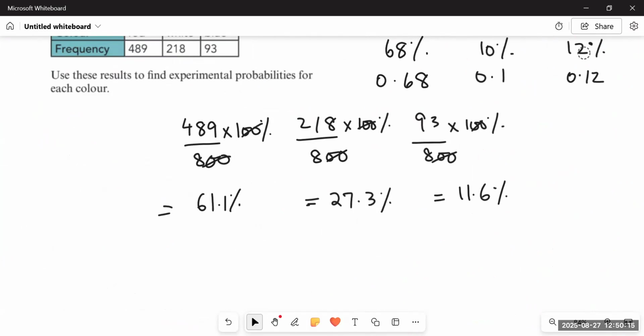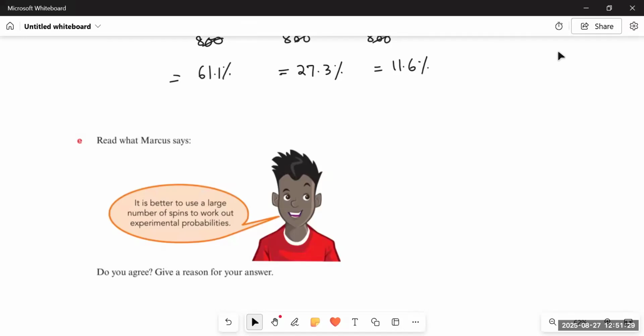Now in part E, what do we have to do? Let's find out. So here we are provided with the statement of Marcus, which says that it is better to use a large number of spins to work out experimental probabilities. Do you agree or not? You have to give a reason for your answer.